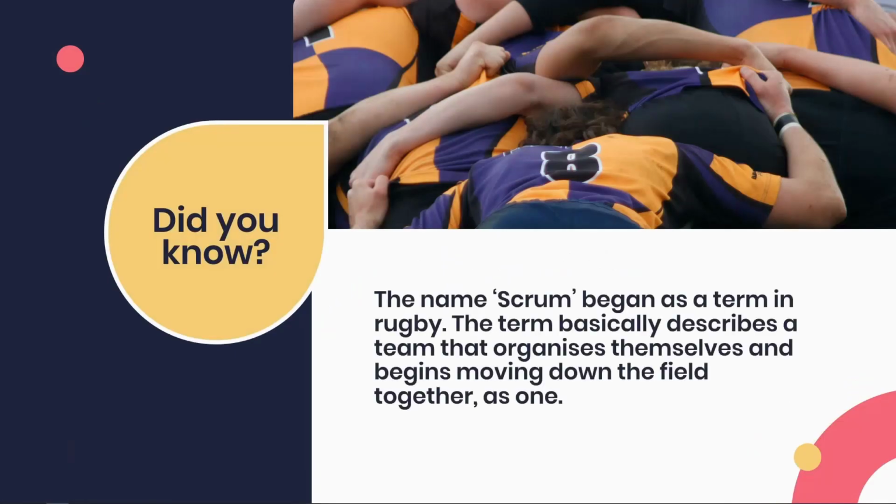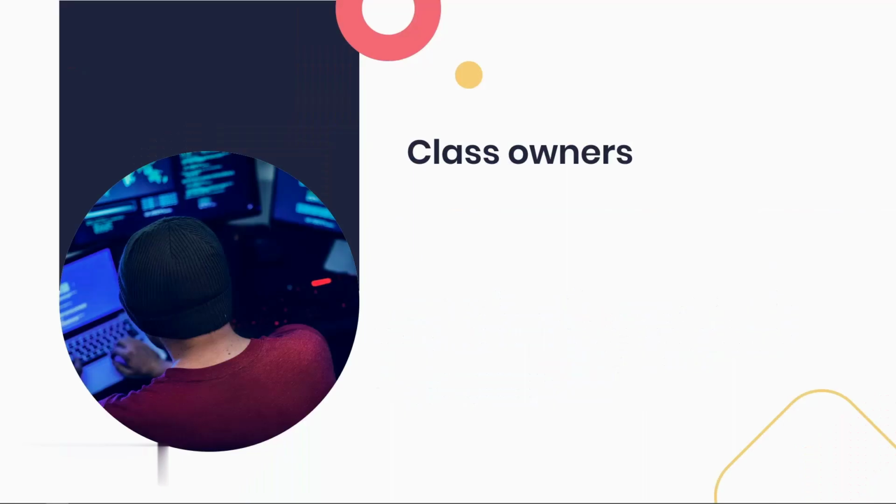Did you know the name Scrum began as a term in rugby? The term basically describes a team that organizes themselves and begins moving down the field together as one. This analogy clearly shows why the term Scrum works so well for teamwork.